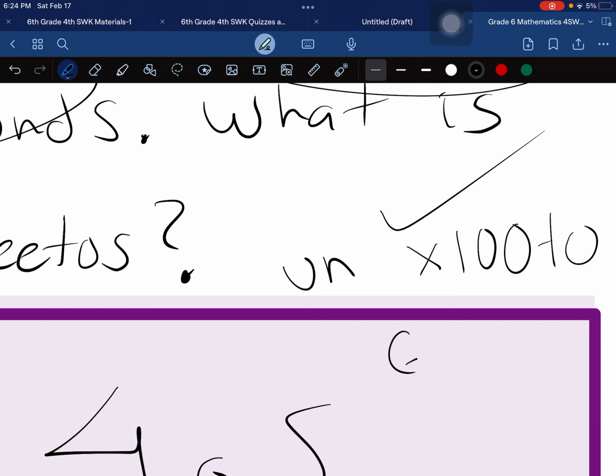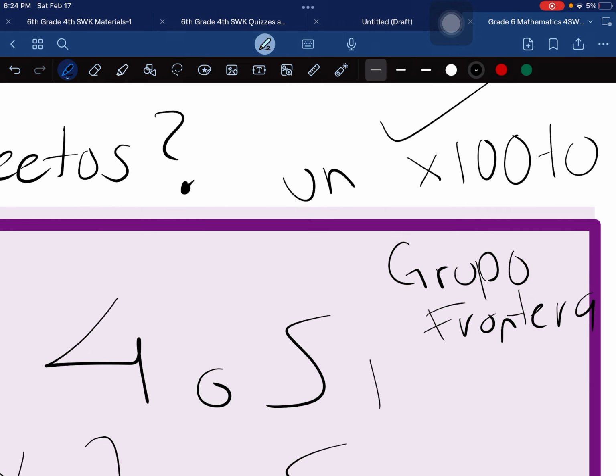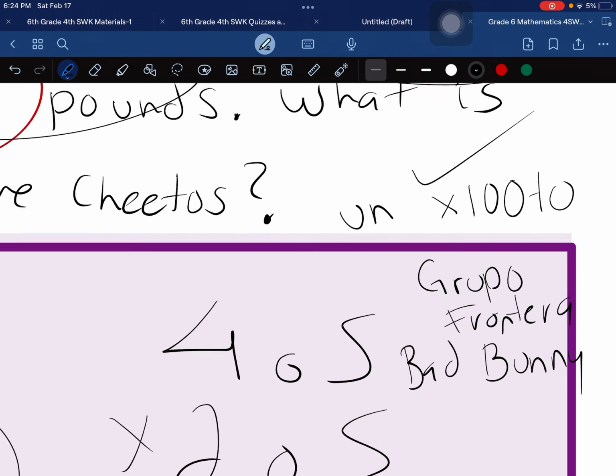1% de Grupo Frontera with Bad Bunny. So that's the third song.